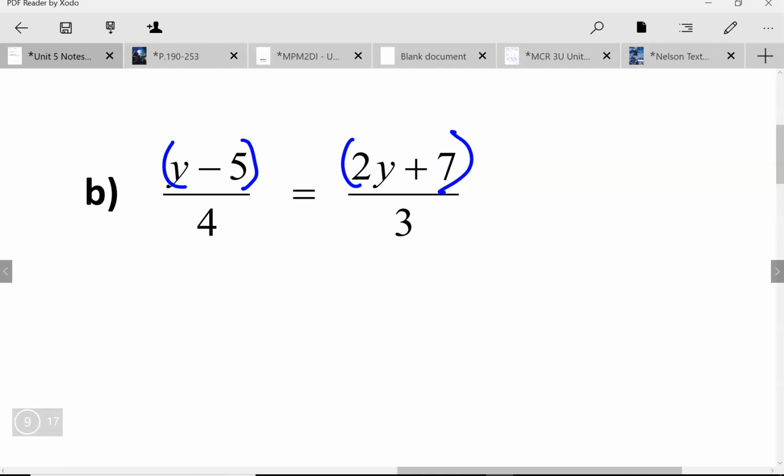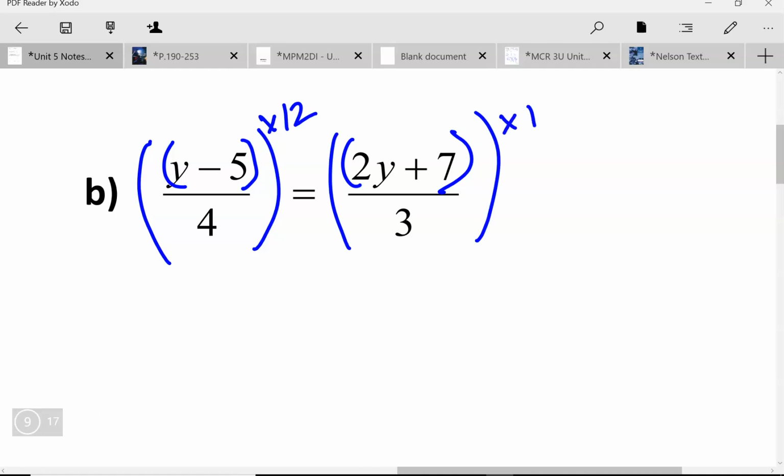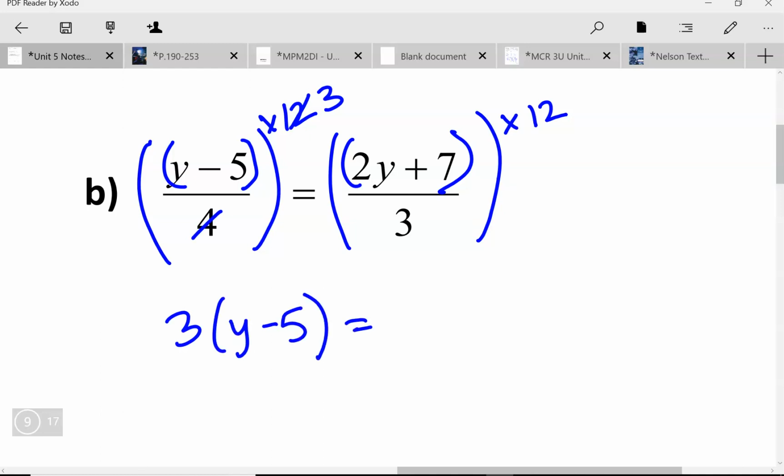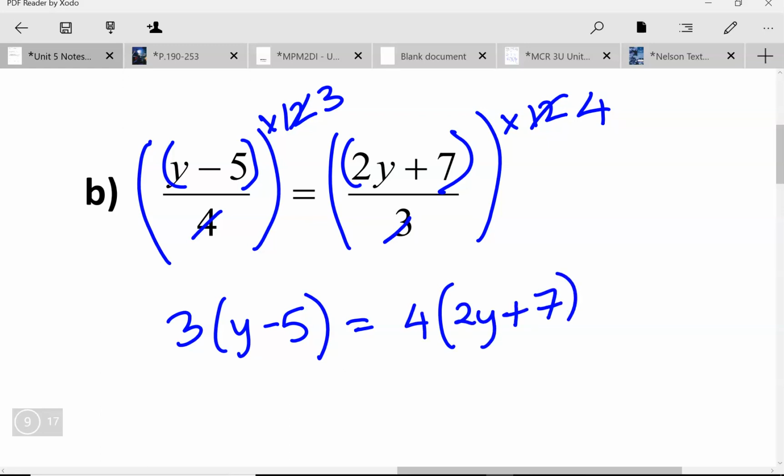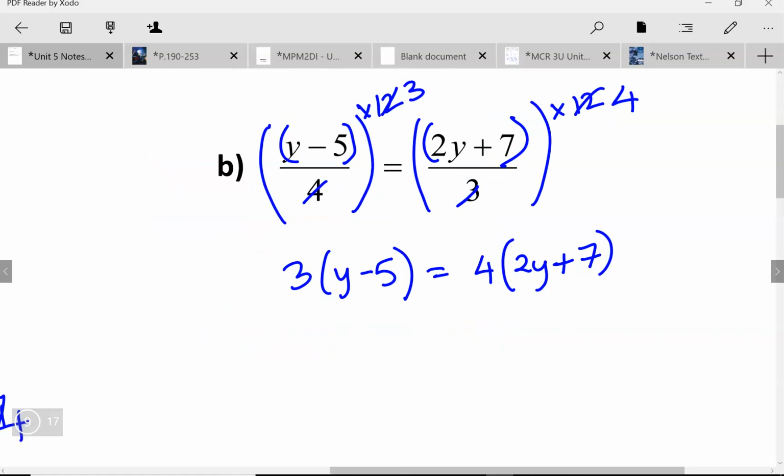So the first thing I'm going to do is multiply both sides by my lowest common denominator, which is in fact 12. So 3 bracket y minus 5. And that's one reason why it's important to put the brackets, because the brackets carry over even after you get rid of the fraction. 4 times 2y plus 7. Now that we have that, it's just the distributive property before we start moving things over.